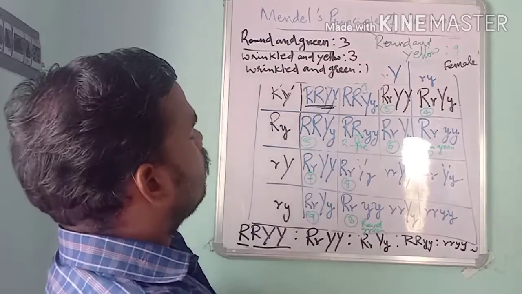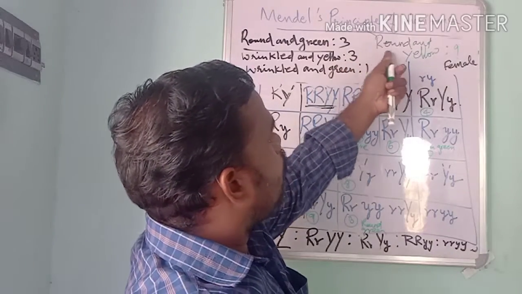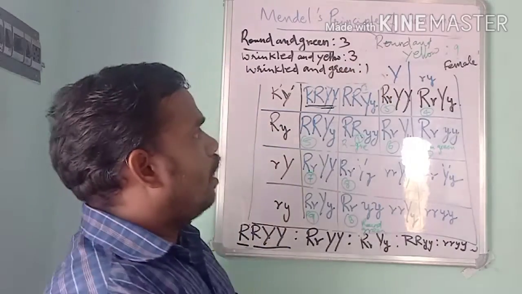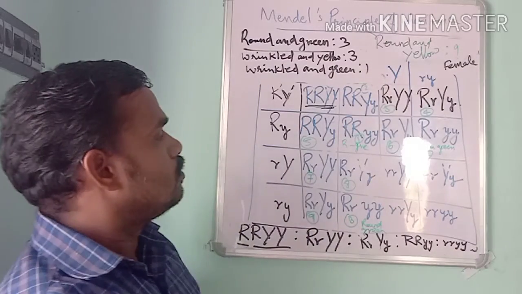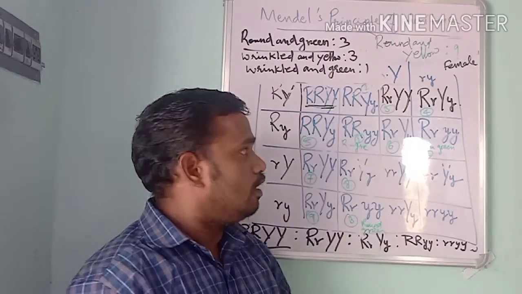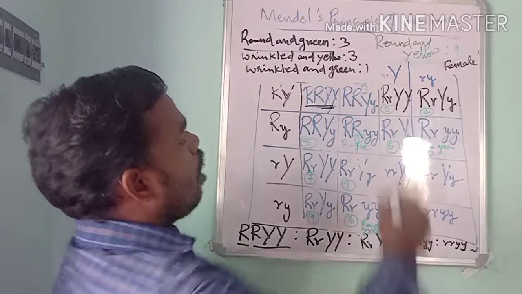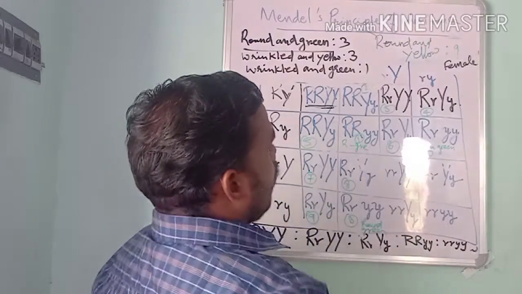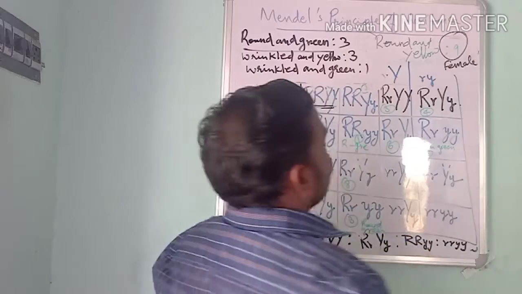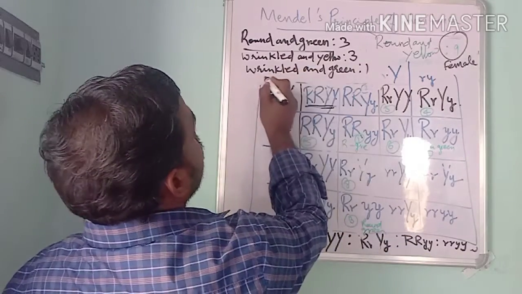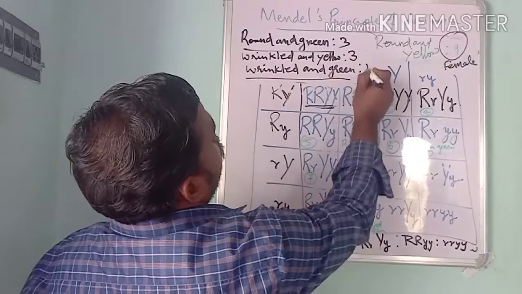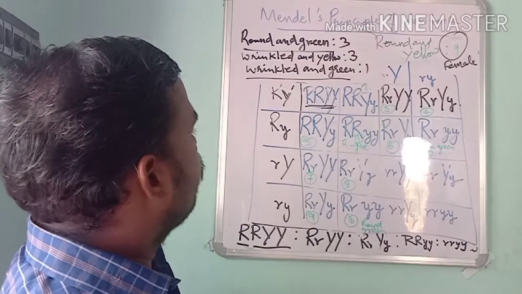So number 1 is the plants which is round and yellow. Okay. Round seed and yellow color seed. So how many plants are there? 9 plants are obtained in the F2 progeny. The second one that you will identify, wrinkled and green. So 1. Wrinkled and green 1.